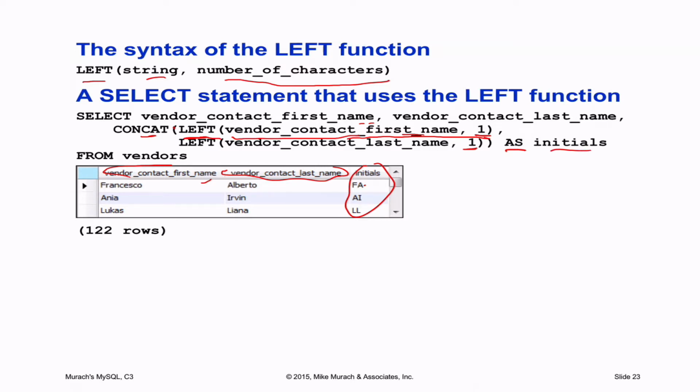So left vendor contact first name, 1, took that. Left vendor contact last name, took that. And then we concatenate them together, and you've got those results. Now, that's left. If you look on the internet, you'll find that there is a right function, and if we did this with right instead of left, I think you could figure out it would take the last letters, and so this would actually be OO, lowercase o. But nobody really goes by the last letter for initials. It's usually the first ones.